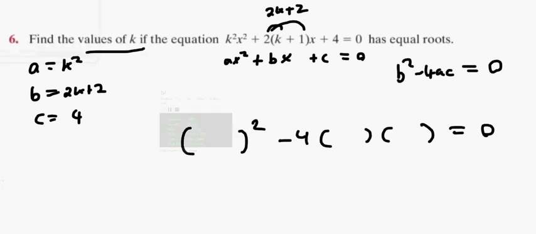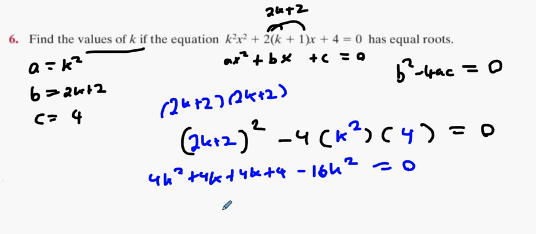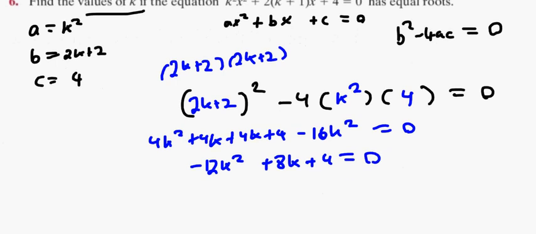Let's find out. So we have b squared, which is 2k plus 2 squared. a is k squared and c is 4. It's 2k plus 2 multiplied by another 2k plus 2. Are we good with that? 4k squared plus 4k plus another 4k plus 4 minus 16k squared equals 0. We're going to get minus 12k squared plus 8k plus 4 equals 0. Divide both sides by minus 4 and what happens?